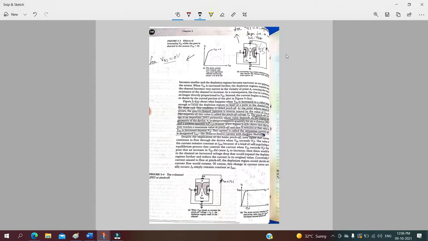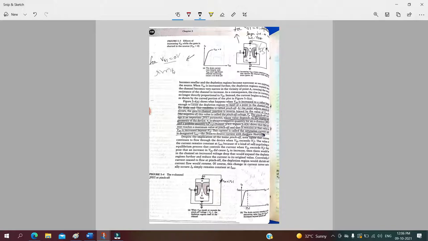So we can see that this drain to source voltage will reverse bias the two PN junctions on each side of the channel. This channel is the space between these two P type regions, which gives the path for the current to flow. When the two PN junctions on each side of this channel are reverse biased, then a depletion region will exist.